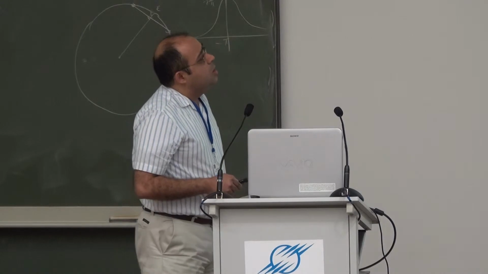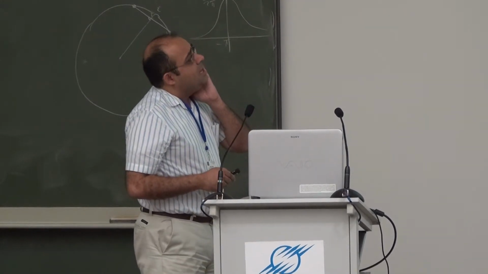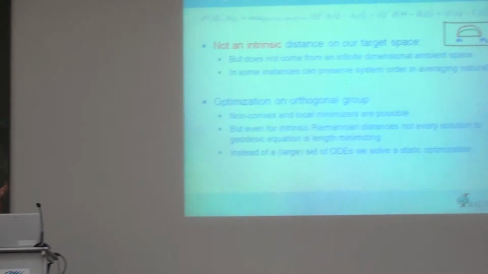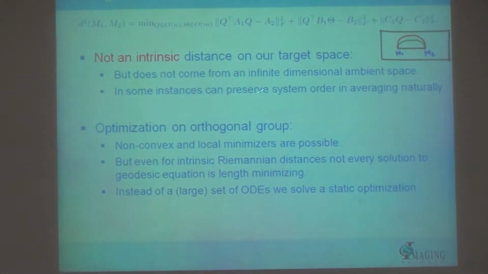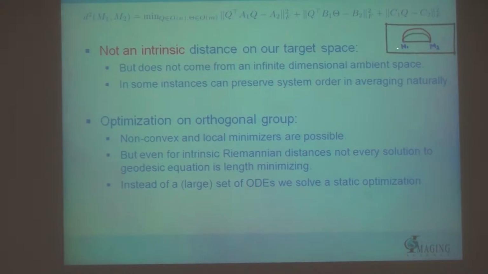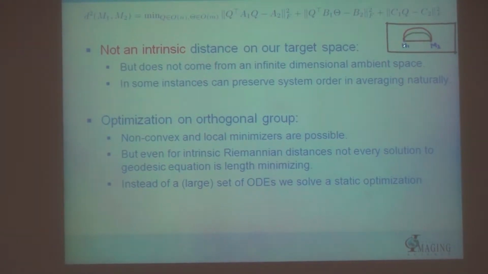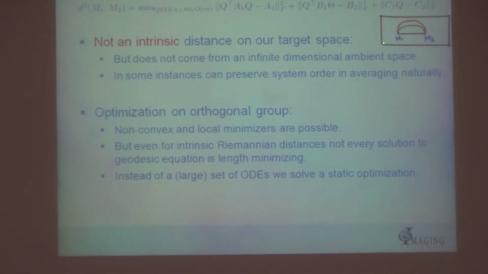So let us look back and see what we have been doing. Our target space was the space of dynamical systems of fixed order and fixed type, and this alignment distance that I defined is in general not an intrinsic distance, so it's still an extrinsic distance. But it's not coming from an infinite dimensional ambient space. The picture looks like this. If I have two systems, M1 and M2, and I use the infinite dimensional ambient space, I will get this shortest path. Ideally, I want this one, which is the intrinsic geodesic-based distance, but that's difficult computationally. Instead, I will go to the ambient space, which is not very large.